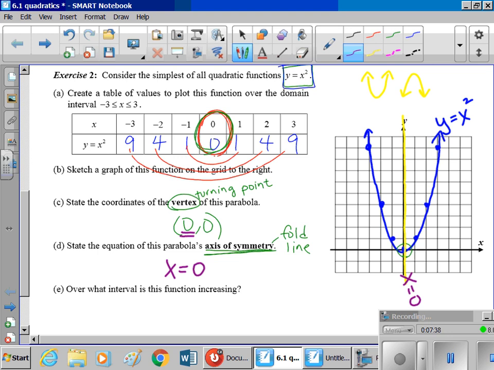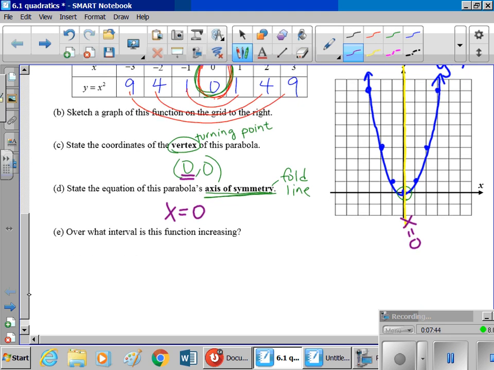Okay, so E says, over what interval is this function increasing? So increasing interval means x values, right? Because we always like to spend a little bit of time on x values. If it's increasing, that means it's heading in an upward direction. As our x's get larger, our y's get larger. That's the definition of increasing. So in this case, you can see from that vertex, which again was right here, from the vertex to the right, our graph is increasing.